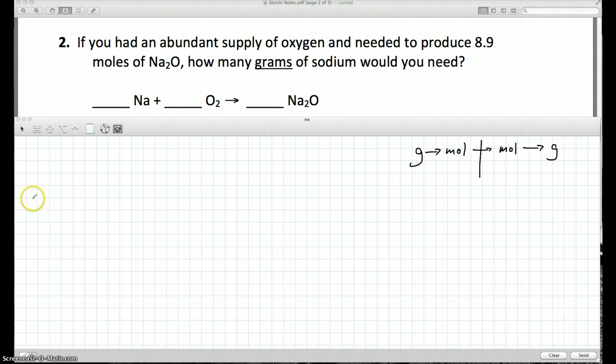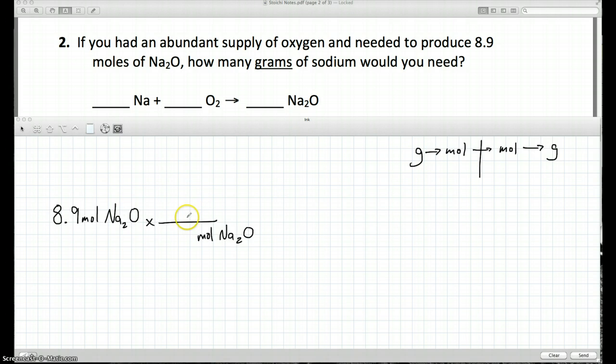So I read the question and I have my starting number, 8.9 moles of Na2O. So that's where I'm going to start. So starting number with the unit, with the chemical, times blank line, unit and the chemical automatically go on the bottom. You should hopefully by this point be able to do this fairly automatically. Now it's where we go from here that can be kind of tricky.